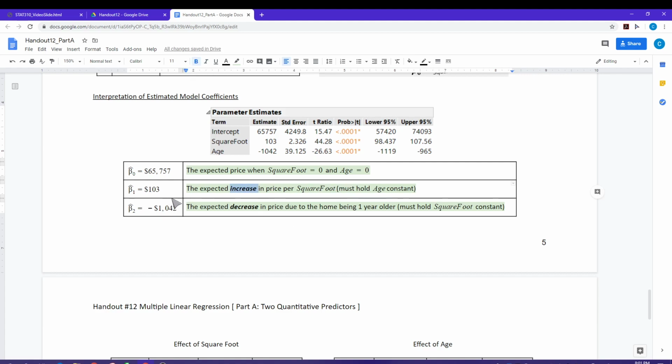Now, when we're looking at the effect of age, I have to hold the square foot constant. In other words, the two homes got to have the same square footage, and one being 1 year older than the other. This would be the amount of decrease in that situation. Or if I want to look at the amount of increase for square foot, I got to have two homes that are the same age. So we say that we must hold age constant when we're trying to interpret the effect of square foot.